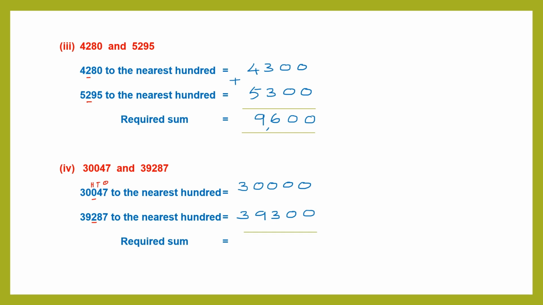Now we have to find the required sum by adding up. So let's add up these. 0, 0. We have 3 here and 9 here. And 3 plus 3 is 6. So that is 69,300.